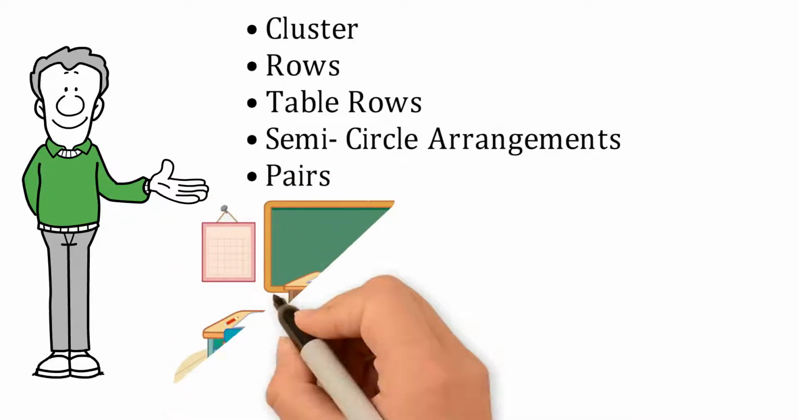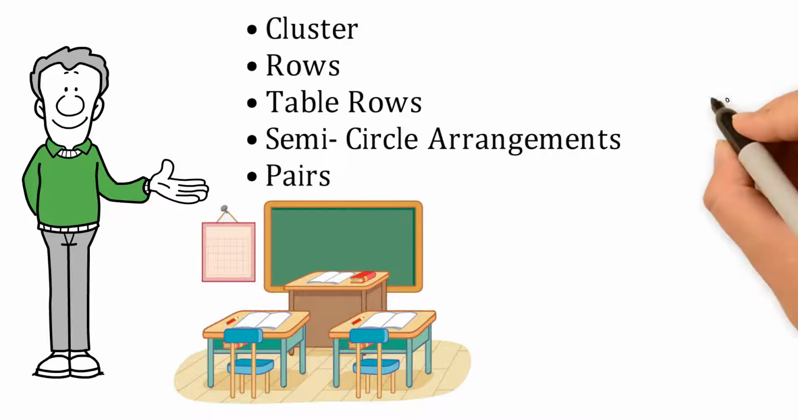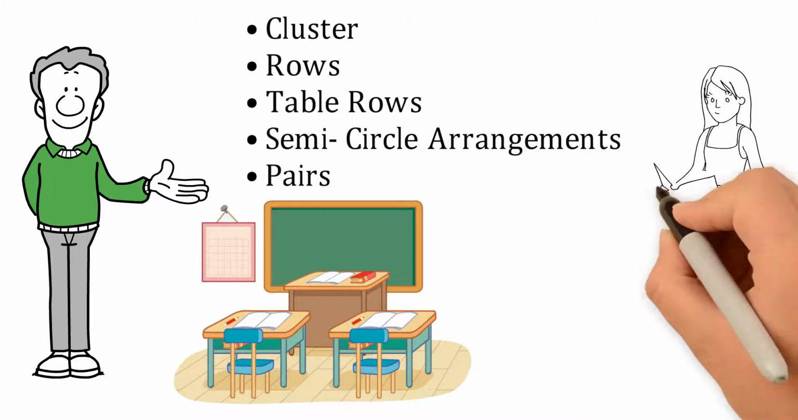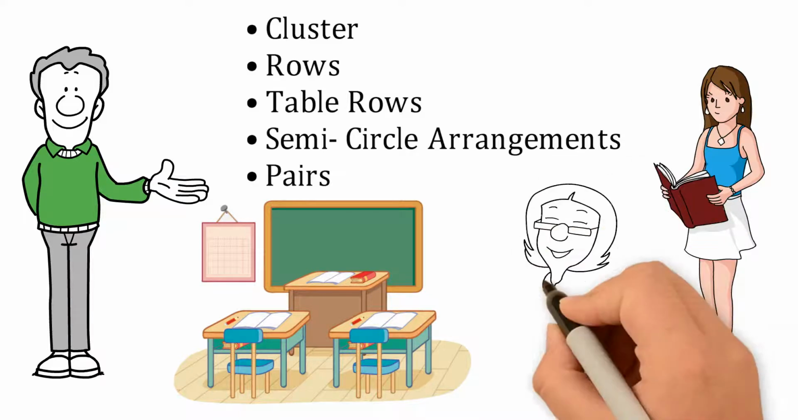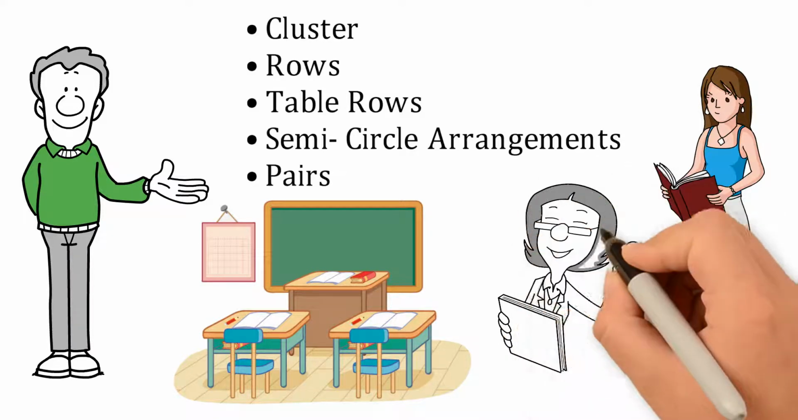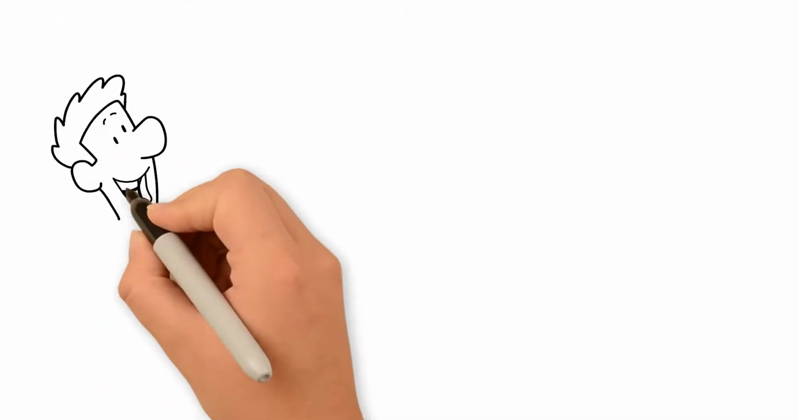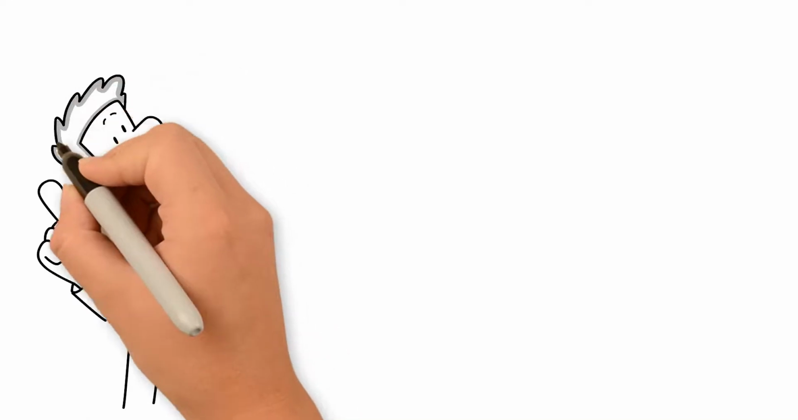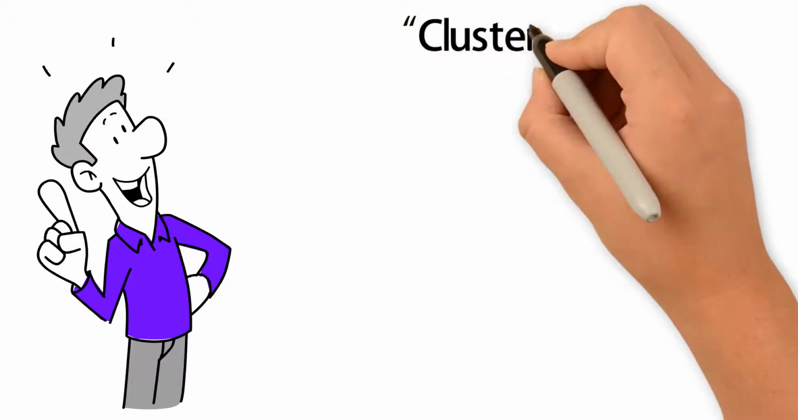Every class is different, so what worked once may not work a second time. The best arrangement for every class thus depends on the age of the class, the type of students in the class, the necessary activities that need to happen in that class, and on the teacher's own philosophy. Let's have a look at these seating arrangements to see what would work best in different situations. Firstly, let's have a look at clusters.